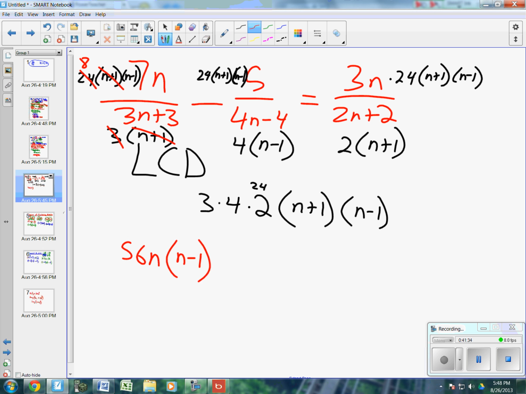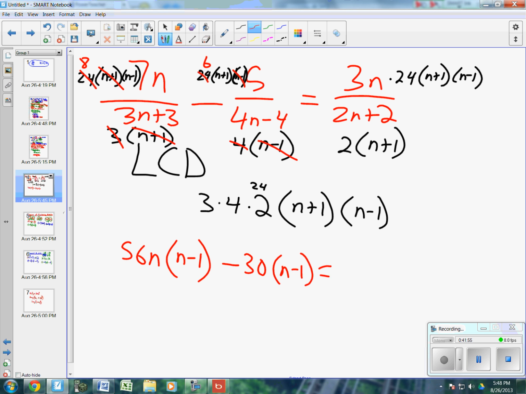Okay, I go to the next one. I know that the 4 will go into 24 6 times, and the n minus 1's will cancel out, so I'm left with 6 times 5 is 30 times n minus 1.